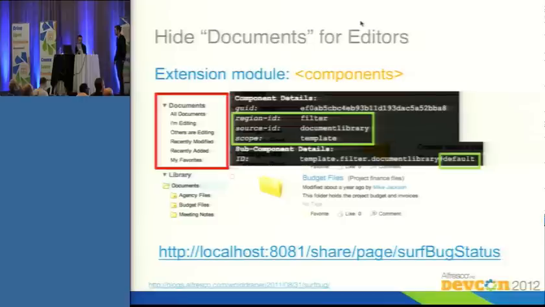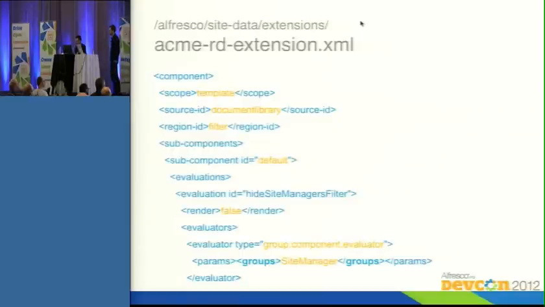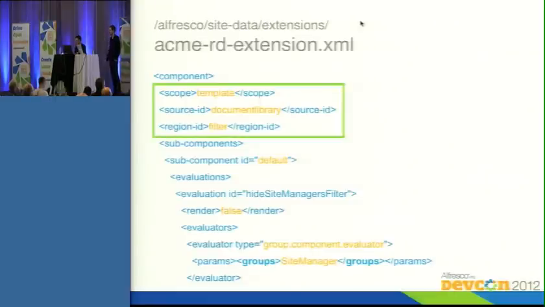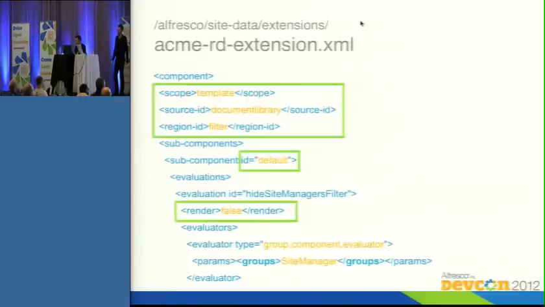First, the component ID, which is default, and also where on the page the component lives, which is specified by the region ID, source ID, and the scope. We take these four values and add them into our extension module, where we make sure that the documents filter component should be hidden. First we say that inside the filter region on the document library page, we want the component with the ID of default to not be rendered.